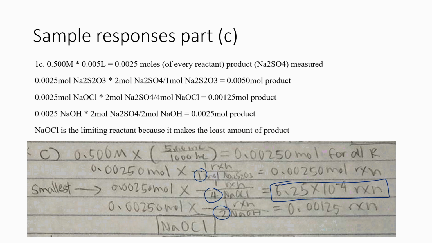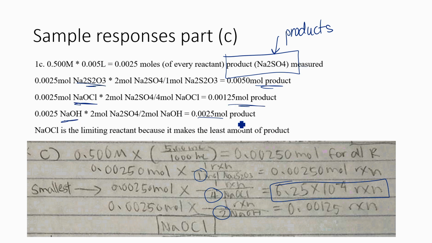And then in this case, we figured out how much product it would form. And if you look at the chemical reaction, Na2SO4 was one of your products. So one way to figure out the limiting reactant is you ask yourself, if I used up all of this reactant, how much product would I make? And same thing for this one, and same thing for this one. And whoever makes the least amount of product is going to be your limiting reactant. So these are all 3 valid ways of answering this question, and they would all earn that 1 point.